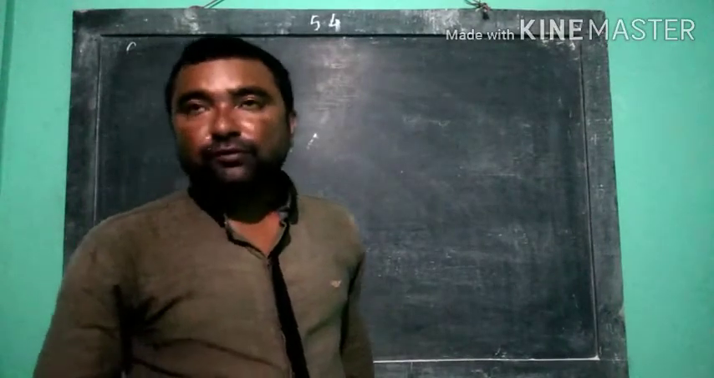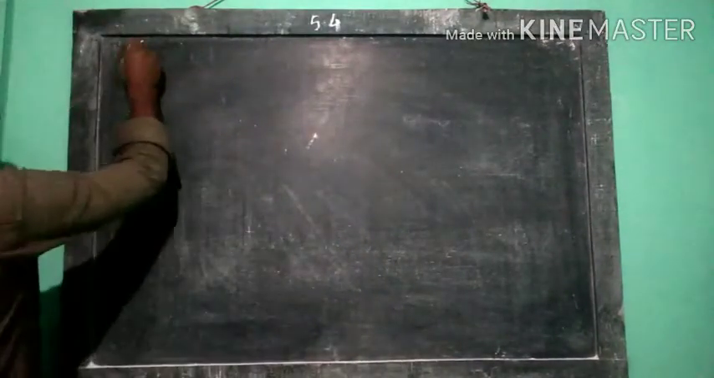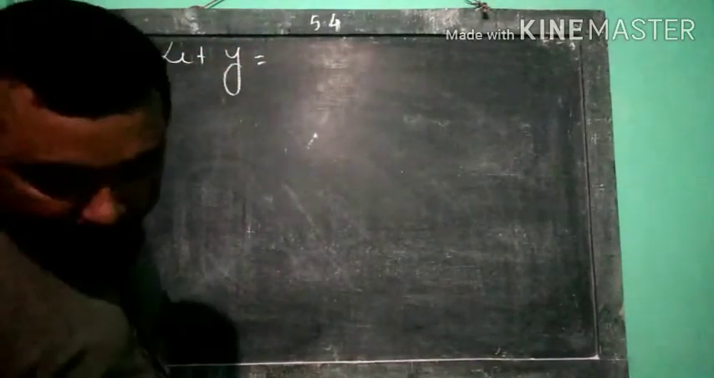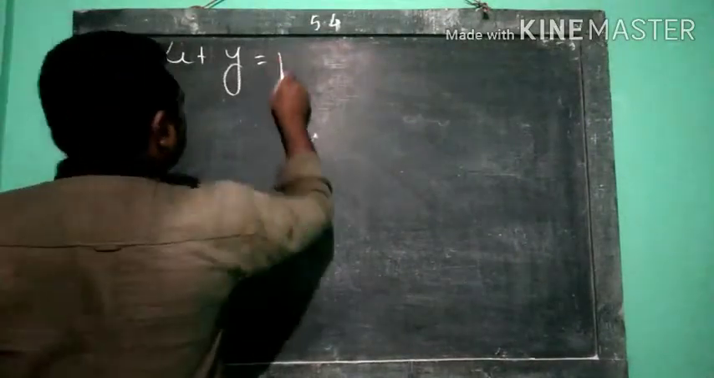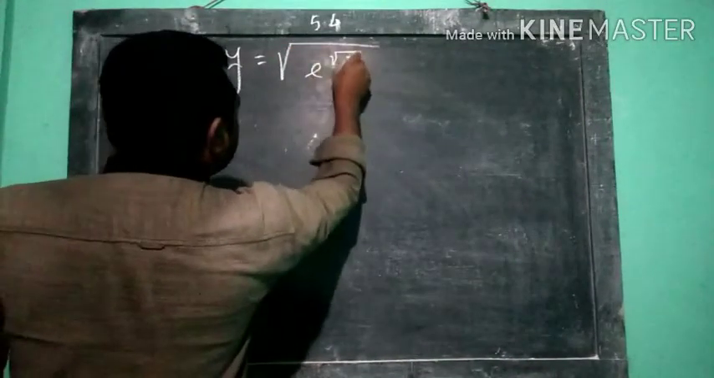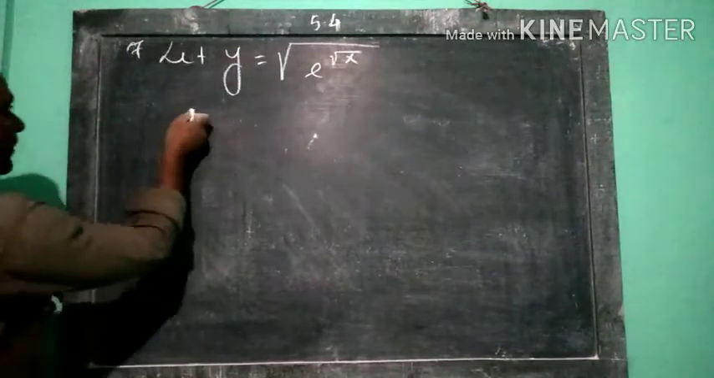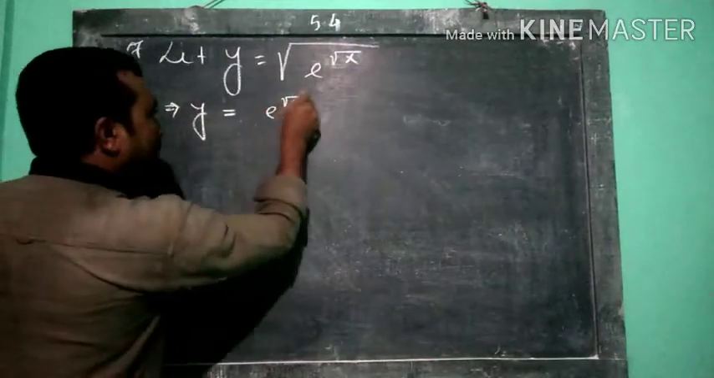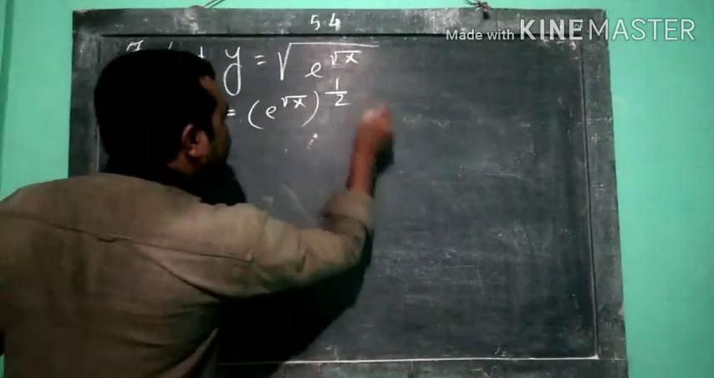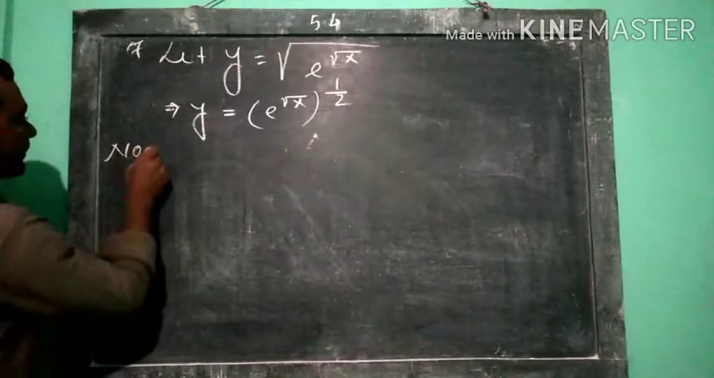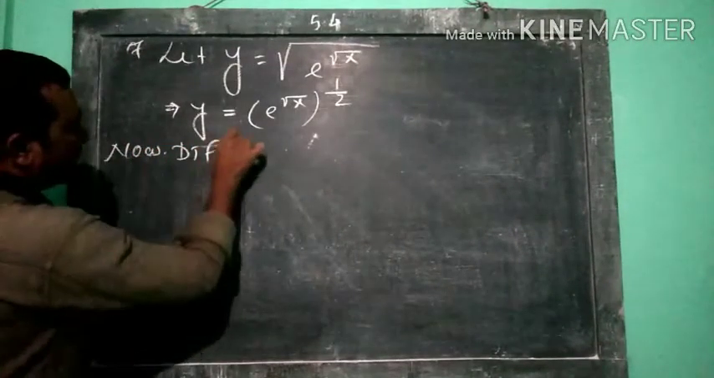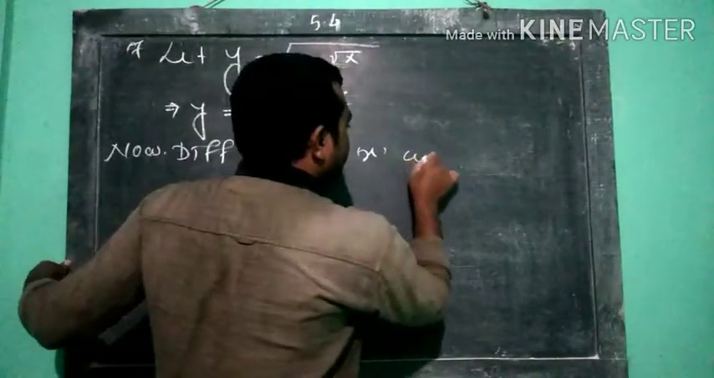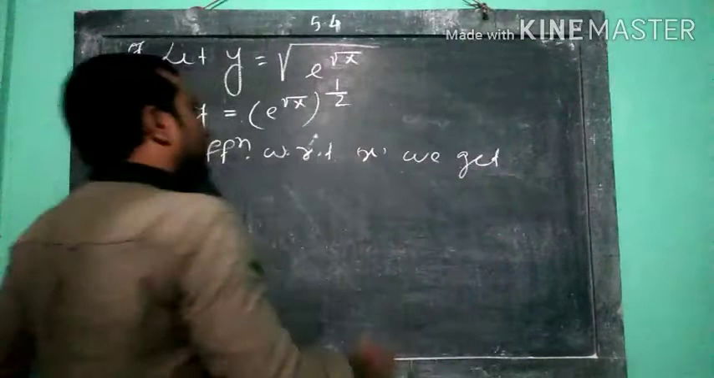Now we are going to solve question number 7. So question number 7 is: let y equal to, it is given here, y equal to the square root of e to the power root x. This equation can be written as y is equal to e to the power root x whole to the power half. Now differentiating with respect to x, what do we get?